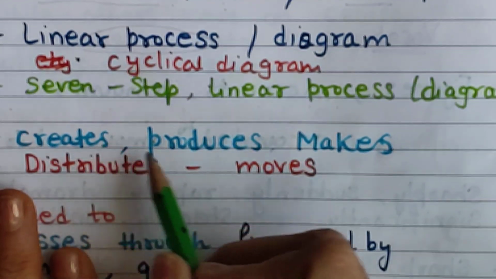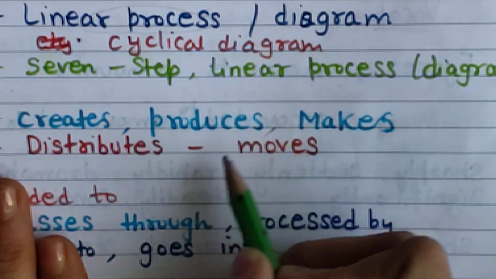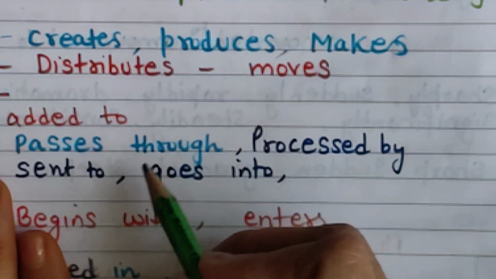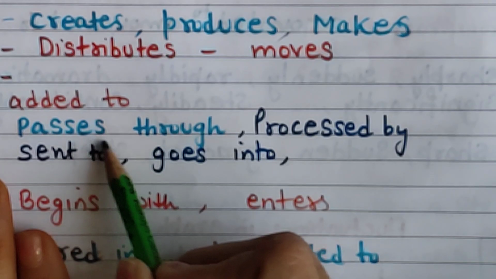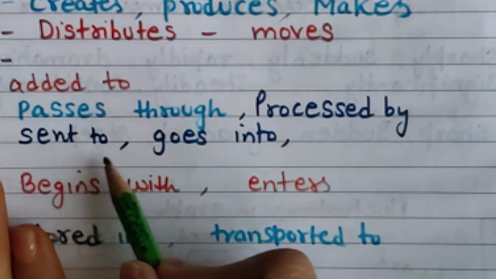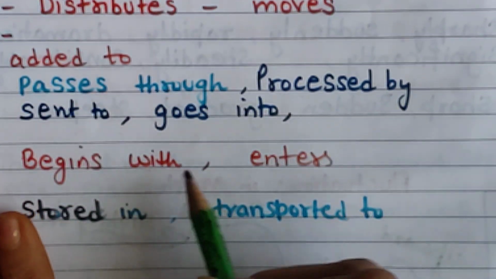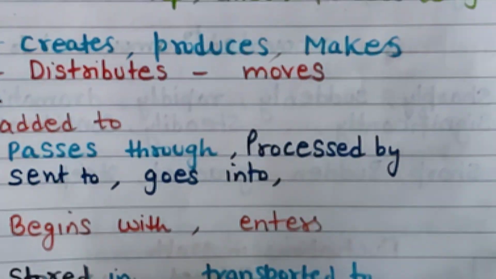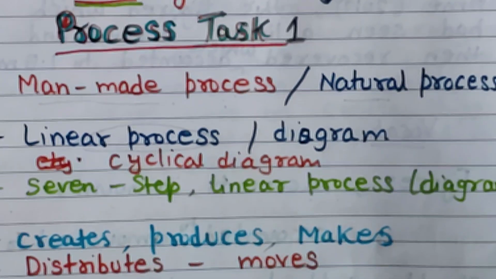Creates, produces, makes, distributes, moves, use these words, these are vocabulary. Verbs: added to, passes through, processed by, sent to, goes into, begins with, enters, stored in, transported to. Okay, so you can just take a screenshot.